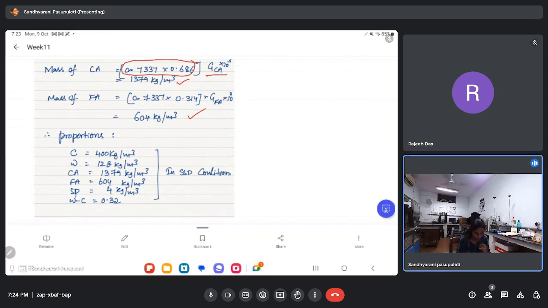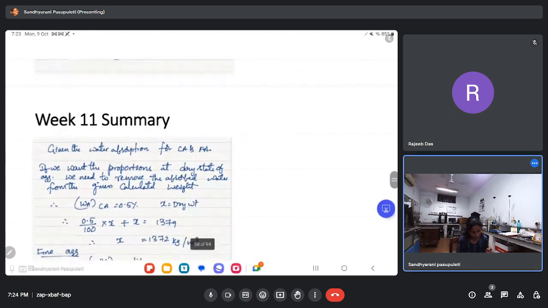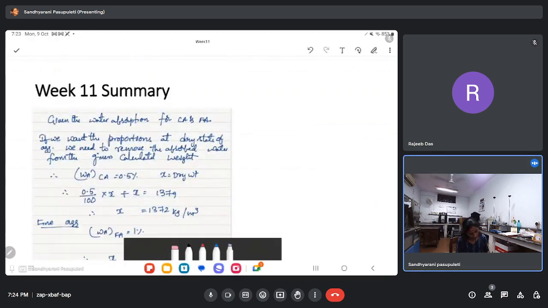In the present question, they have already given the water absorption for coarse aggregates and fine aggregates. So if I want to do these proportion calculations for dry aggregates, that means there are some dry aggregates plus some water absorption, let us say 0.5 percent. So 0.5 percent of this dry aggregate. Currently I am calculating for, let us say, coarse aggregate.